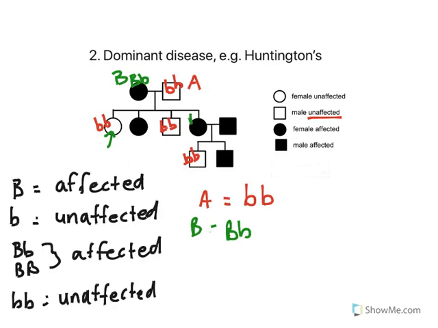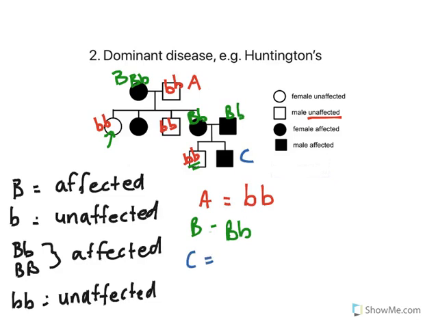For the same reason, these people down here are also heterozygous because they have this unaffected child. So they both have the disease, but they have an unaffected child and an affected child. The last one I guess we can figure out is their other child, person C, is also affected.